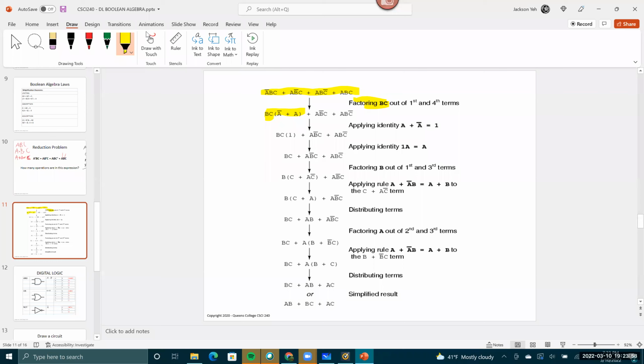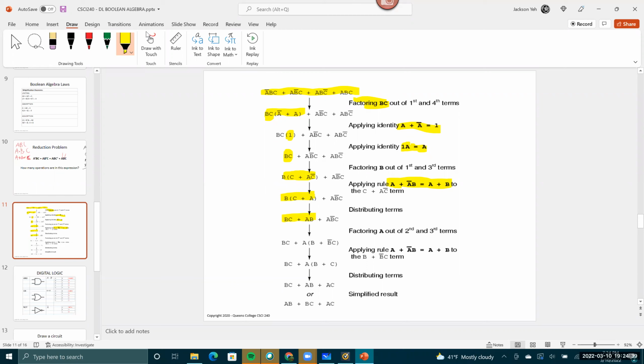We factor it out, and then we use the identity A or not A equals 1, and change that. Then we apply another identity, 1 and A is equal to A, to get rid of the 1. So now I have BC, and now I have to factor out B in here. Once I do that, this is one of those simplification theorems to reduce it again. Then I distribute BC into here, and these two are done.